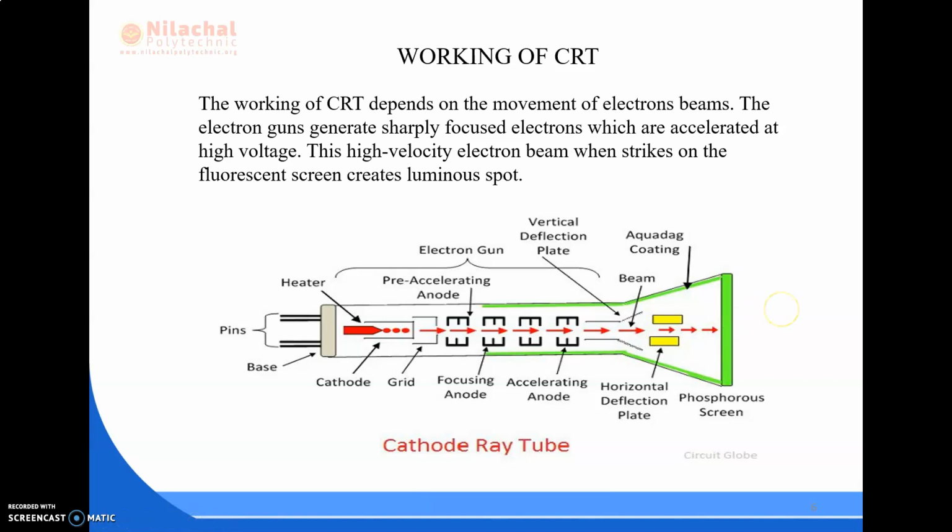There is a coating, and finally there is a phosphorus screen. So the working of CRT depends on the movement of electron beam. The electron gun generates sharply focused electrons which are accelerated at high voltage. This high voltage electron beam, when it strikes the phosphorus screen or the fluorescent screen, creates a luminous number of spots which in turn create the images on the screen or the monitor.